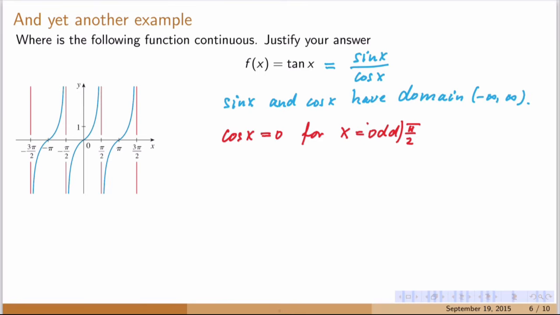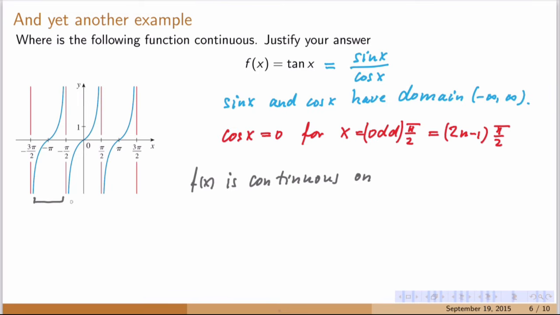Let's write this down. So I sometimes write it like this. Odd number times pi over 2. If you want to be mathematically more precise, you write something like 2n minus 1 times pi over 2. So which means we have to take these values out because the denominator is equal to 0. f of x is continuous on, well, all these unions. Let me indicate this here.